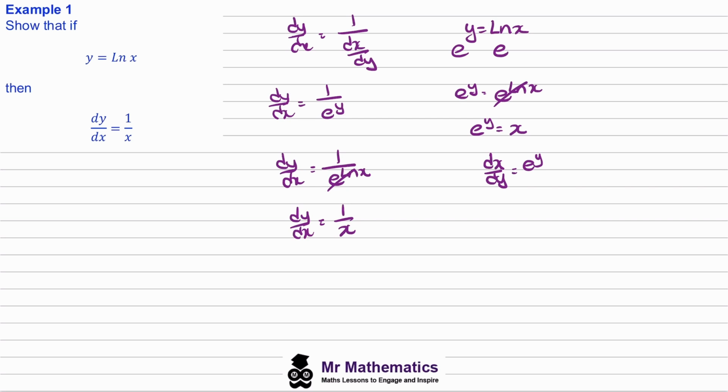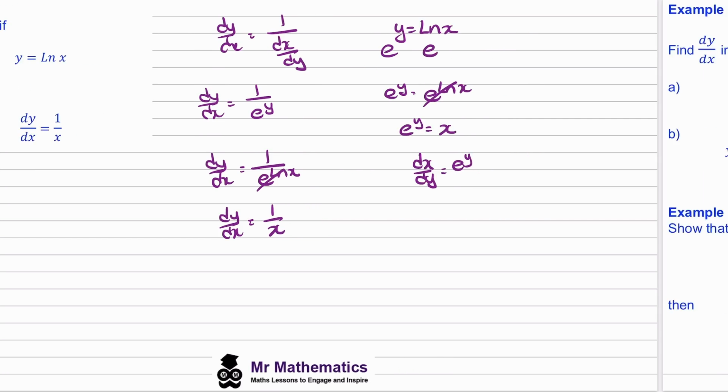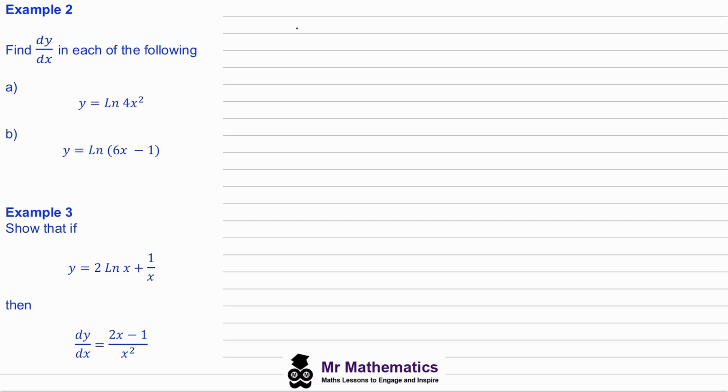In example 2, we're going to look at differentiating with a natural log using the chain rule. So in example 2, we're given that y is the natural log of 4x squared. And we want to work out dy by dx. We know that if y is the natural log of x, then dy by dx is 1 over x. The problem we have is that we have a natural log of 4x squared. This derivative only works if we're finding the natural log of 1x. So we can use the chain rule.